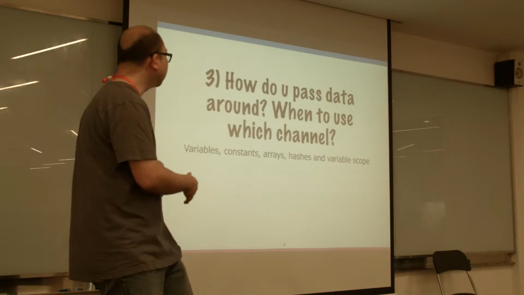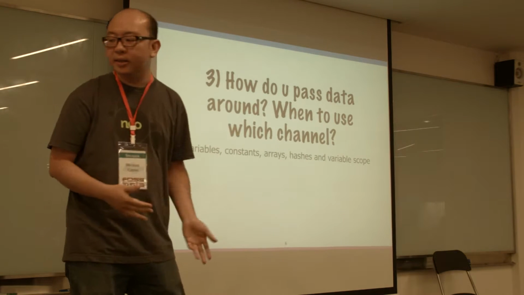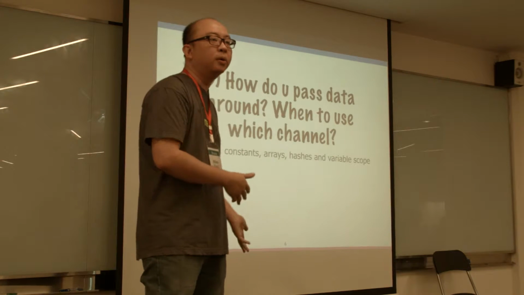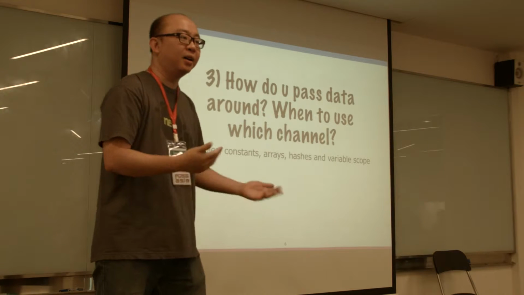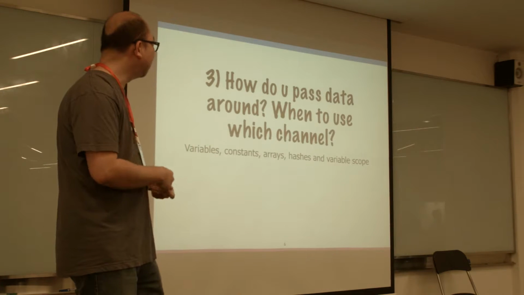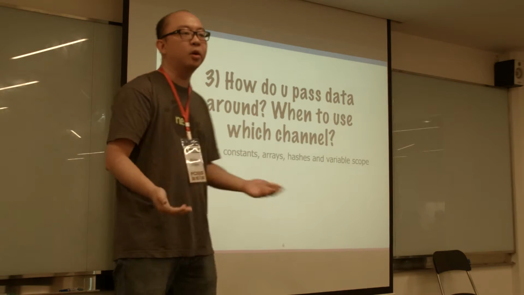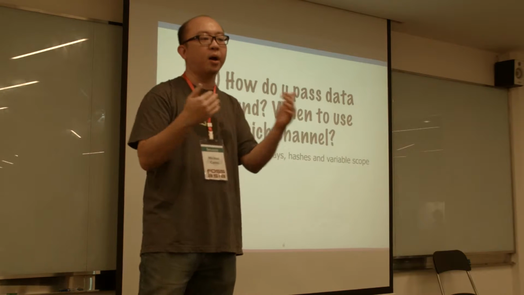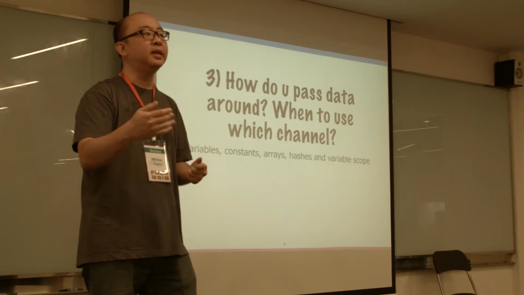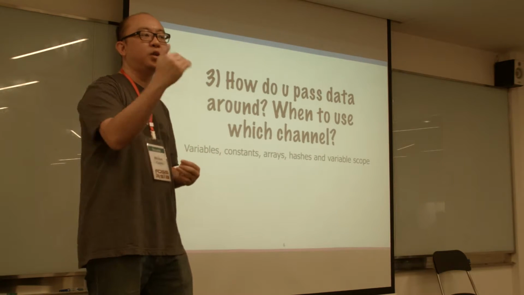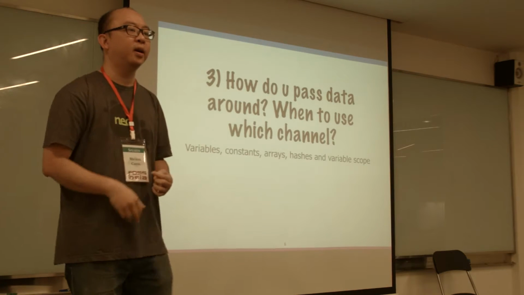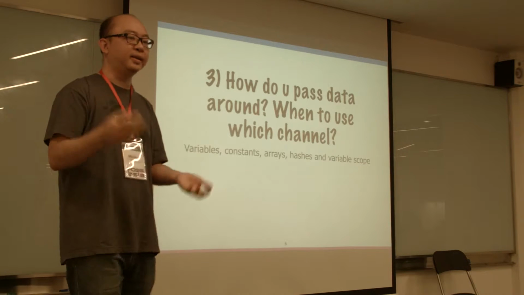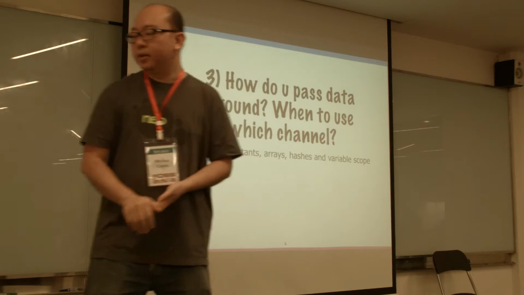It's like variables. When you use variables, when you use constants. Constants are immutable, unchangeable, usually. Variables are mutable, can be changed. Arrays, hashes, and variable scopes. Variable scopes being the visibility scope. Can I actually use that variable in this function or in this file or something like that? Has it been declared or instantiated? Stuff like that. So how do you pass stuff around?